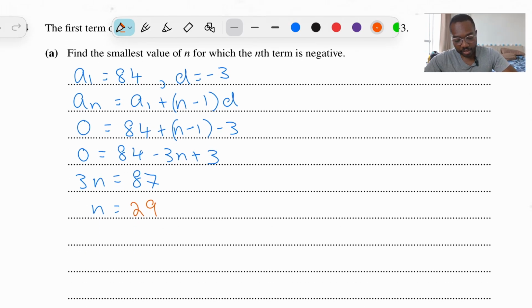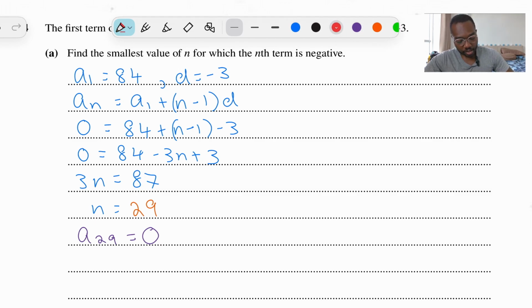We know that a29, the 29th term, is equal to 0, not the 28th term. And therefore, we know that if we subtract 3 again, that will give us our first negative number, which will be minus 3.